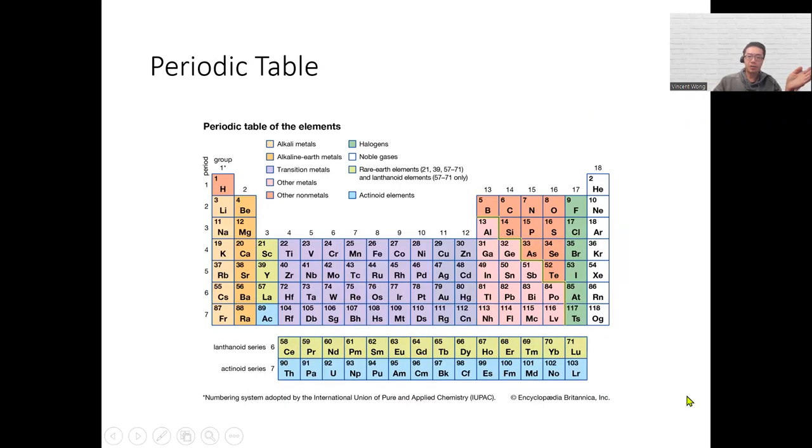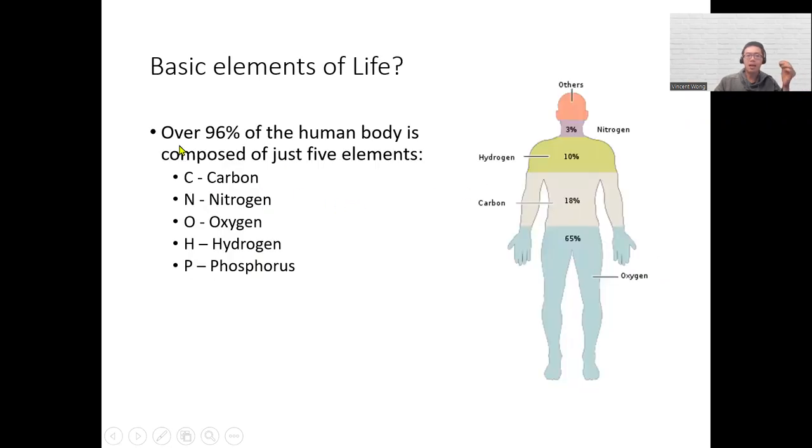Of the 100 something elements on the periodic table, over 96% of the human body is made up of just five elements. Okay? Carbon, nitrogen, oxygen, hydrogen, and phosphorus.